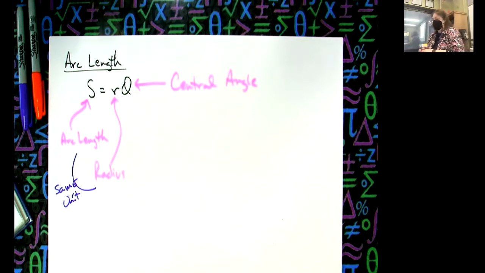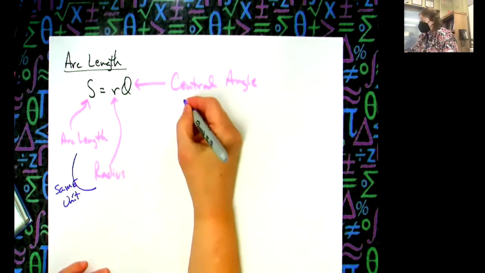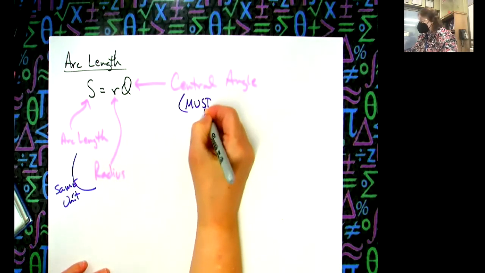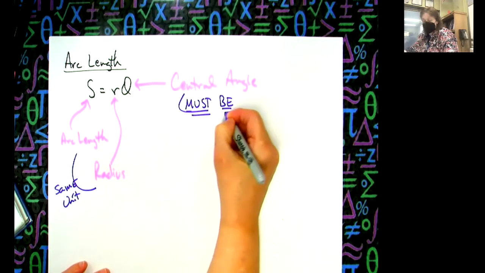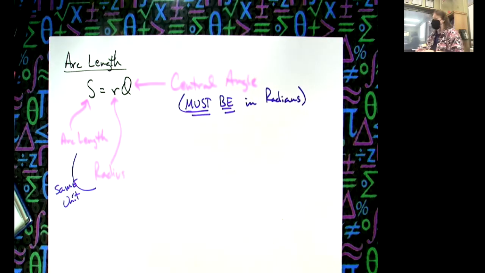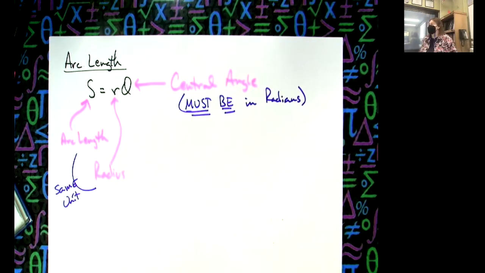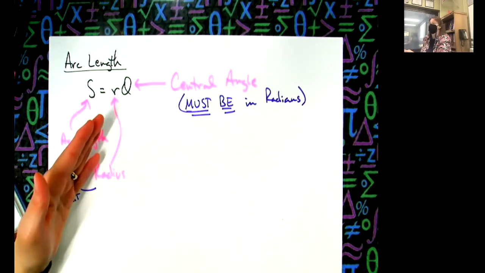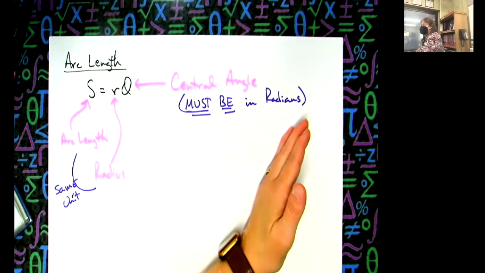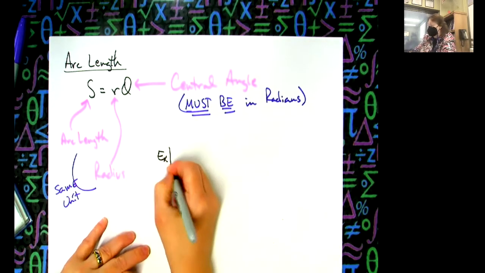Now, this is the part that everyone forgets, so I'm going to go even yet a different color here. Now, I'll just stick with my purple. Your central angle must be in radians. If I want to use this formula and figure out what the arc length is, then whatever my angle is, whatever the theta is, I've got to make sure it's in radians. So if they give it to me in degrees, I have to convert it to radians first and then plug it in the formula. If they give it to me in radians, life is easy. Okay. All right. So let's throw an example on here.